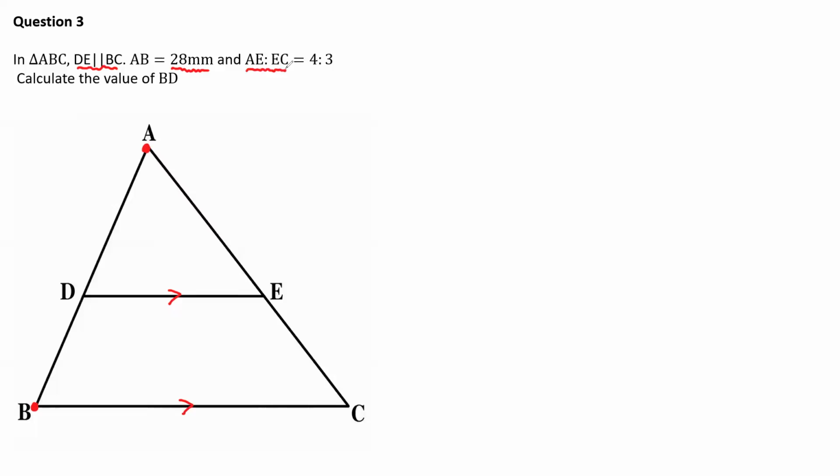AE to EC is 4:3. That's a ratio. Now, it doesn't mean that AE is 4, neither does it mean that EC is 3. No. But it means by extension, whatever the numbers could be, the ratio of AE to EC is a 4:3 ratio. So when writing and labeling them, AE, it's a 4, but it's a ratio.